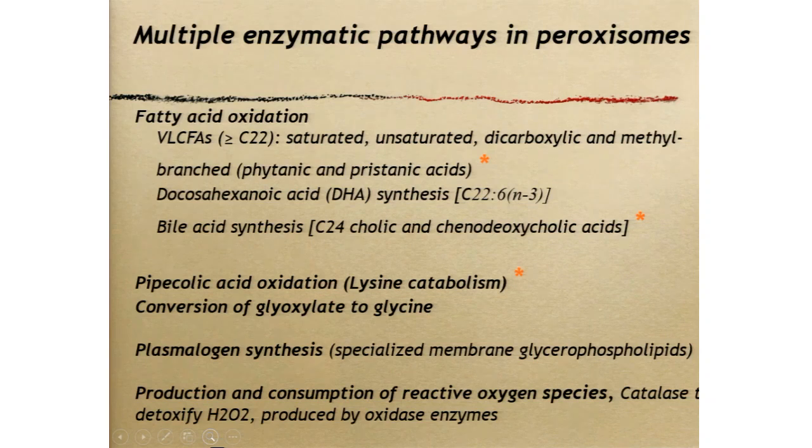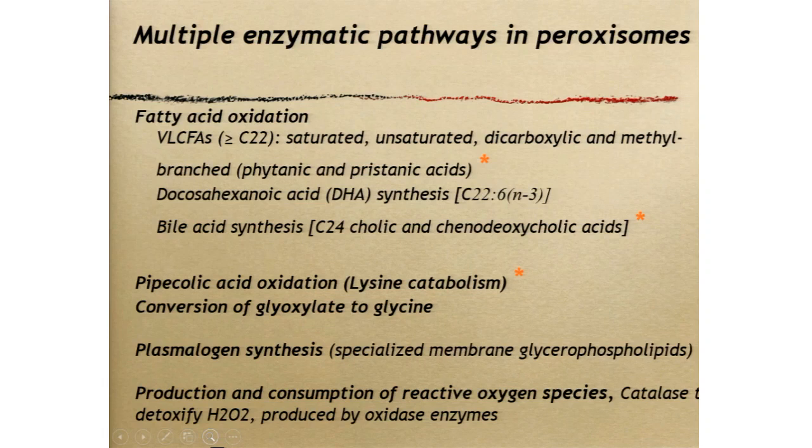So peroxisomes are also involved in amino acid oxidation, such as pipecolic acid, which is in the lysine catabolic pathway, and also the conversion of glyoxylate to glycine so that oxalate doesn't build up and cause renal stones. And peroxisomes are also involved in the synthesis of plasmalogens, which are specialized membrane glycerophospholipids that I will talk about in a bit. And in these oxidative reactions, peroxisomes produce hydrogen peroxide, which is how they got their name.